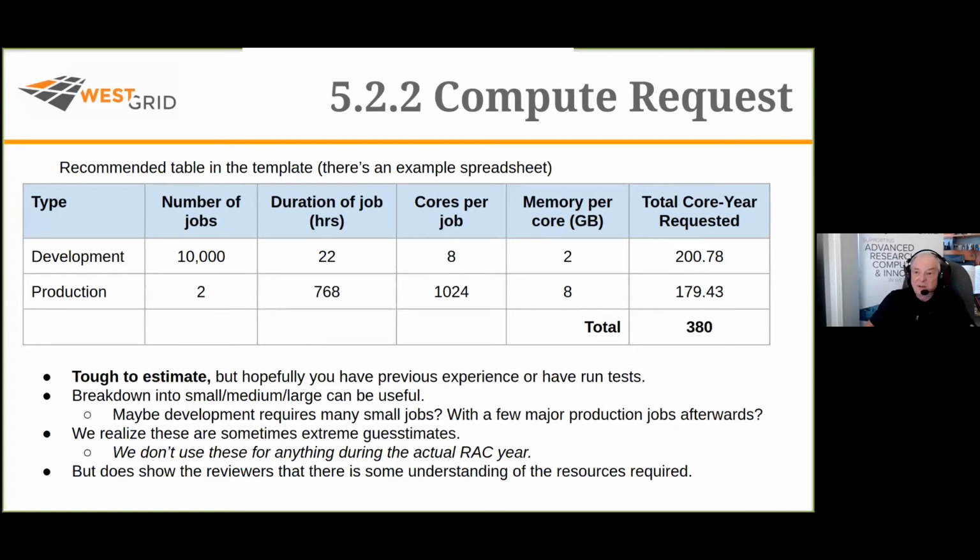You might say development, you're going to run 10,000 jobs, but each job is going to be 22 hours long and 8 cores per job and 2 gigabyte per core, and that gives you about 200 core years. But then you're going to run some production jobs, and in this case, maybe you're thinking of running 2 of them, and they're going to be very long jobs, 768 hours, and it's a big job, 1,000 cores. Okay, so some kind of breakdown as much as you can do.